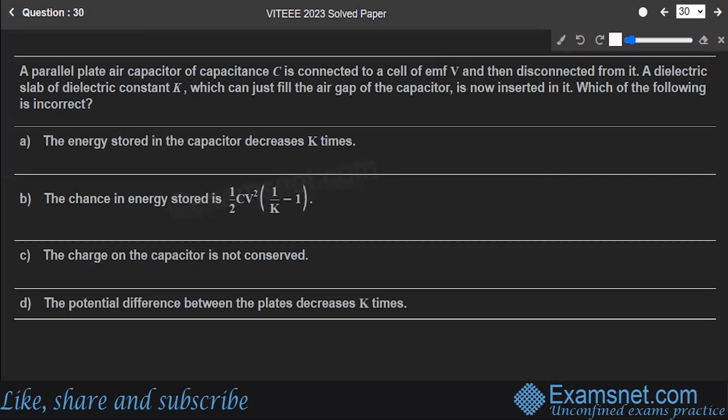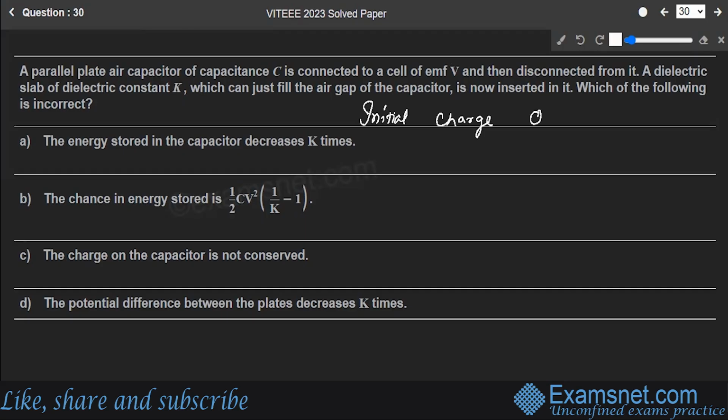Okay, so first of all, let's understand the situation. A parallel plate capacitor having the capacitance C is connected to a cell having EMF V and then disconnected. A dielectric slab of dielectric constant K, which can just fill the air gap of the capacitor, is now inserted into it. See, first of all, what is the initial charge?